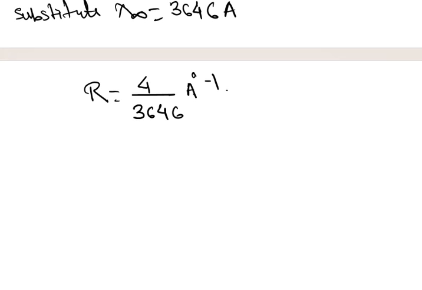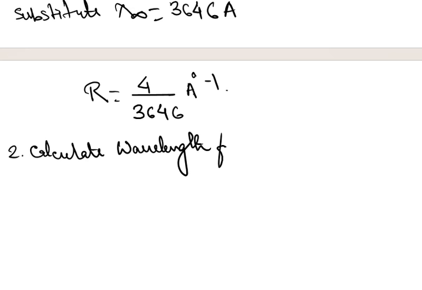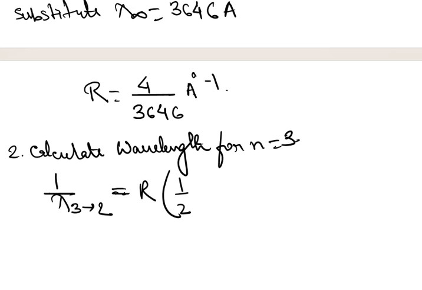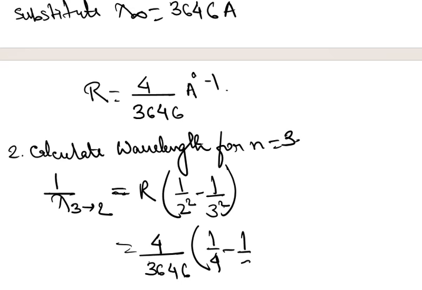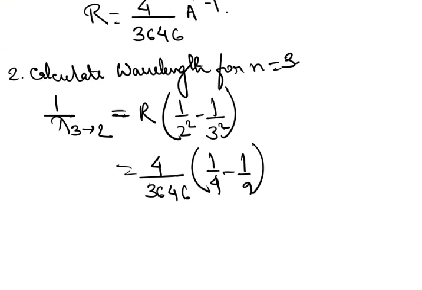So 1 by lambda 3 equals R into 1 by 2 square minus 1 by 3 square, which equals R into 1 by 4 minus 1 by 9.